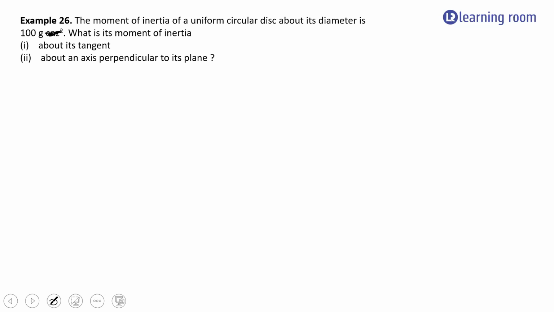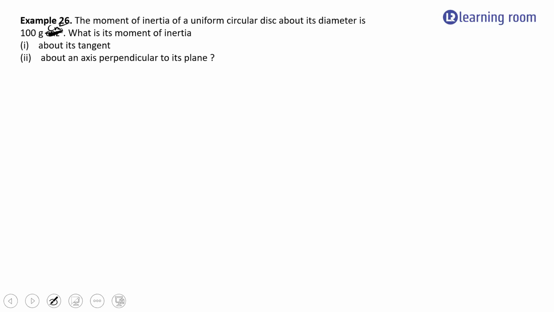So this is in grams centimeter square. The moment of inertia of a uniform circular disc about its diameter is 100 gram centimeter square. What is the moment of inertia about its tangent? What theorem will you apply?